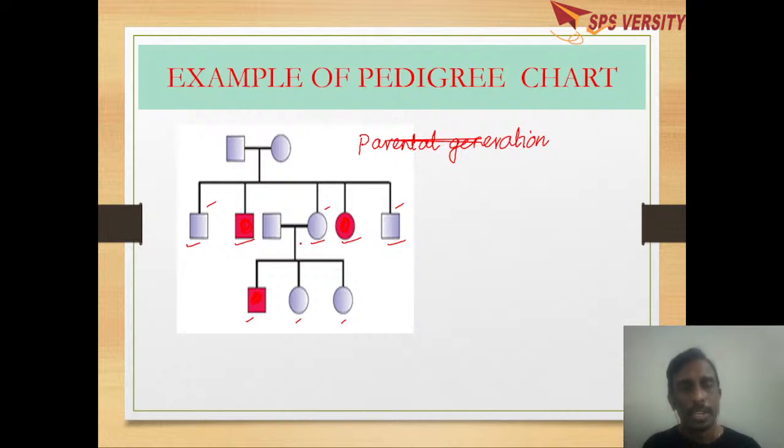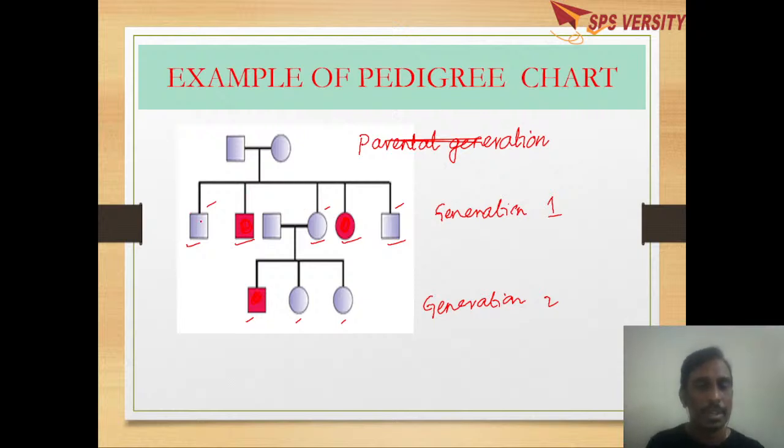like taking the parental generation, the next generation, and the next generation. This is generation 1, and this is generation 2. Suppose if you take generation 1, there are 5 children. So for these 5 children, you can mention child number 1, 2, 3, 4, 5. Here also you can mention child number 1, 2, 3.